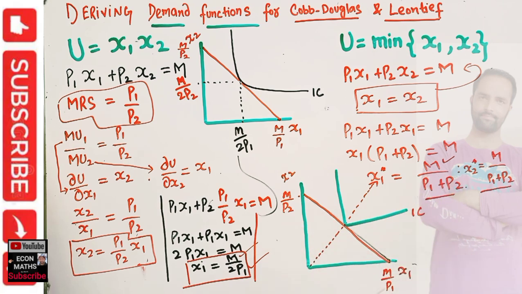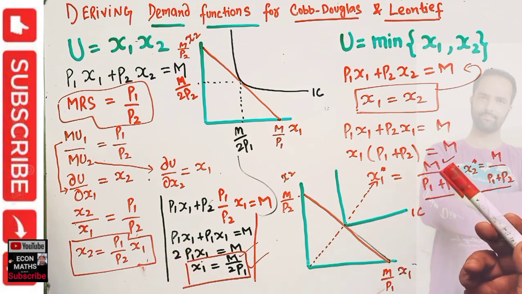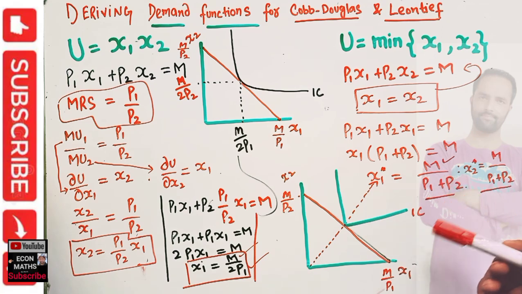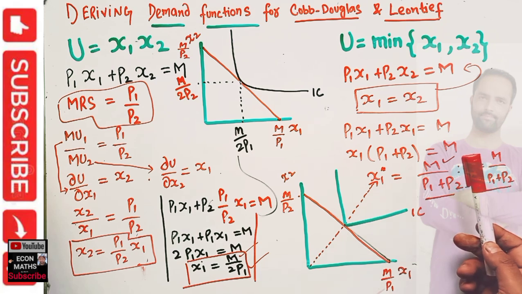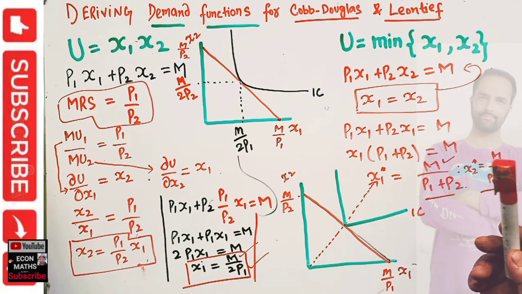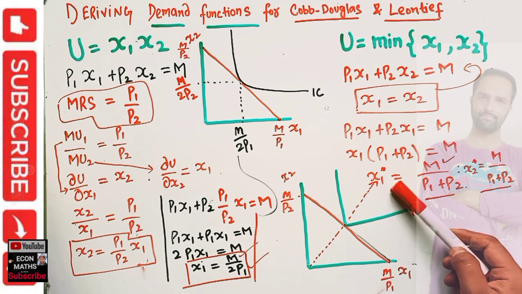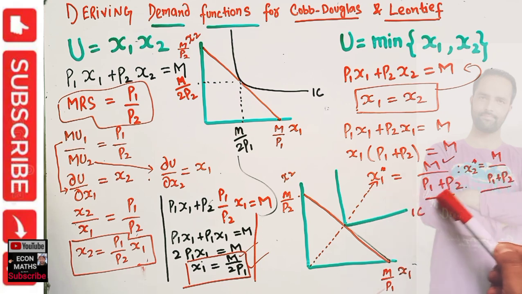So this is the basic difference between the Cobb Douglas utility function and the Leontief utility function, what we call the perfectly complementary utility function also. Okay, so in case of the Leontief utility function, demand for x1 depends on income and the prices of the two goods. But in case of Cobb Douglas, the demand depends only on the income and its own price. Okay, so where should I show the demand function for good 2?